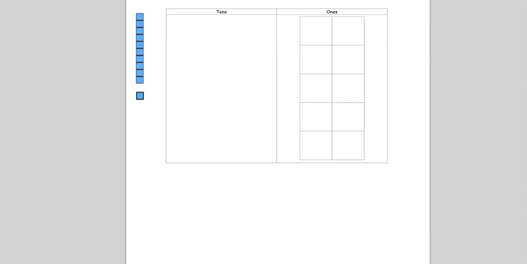Okay, you ready for your next problem, boys and girls? What number is that? 42 plus 6. Okay, so what do we need to do first? Let's build the number. We've been building numbers, haven't we, boys and girls? So we've had lots of practice with that. Okay, so let's build the first number, 42.